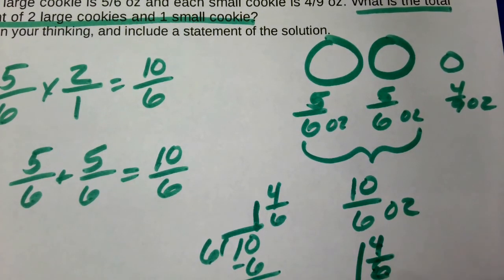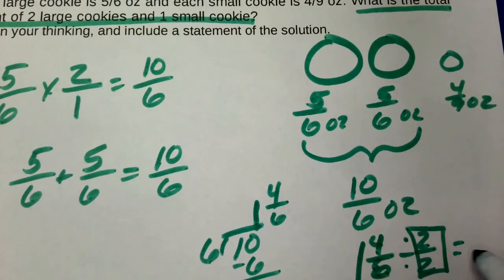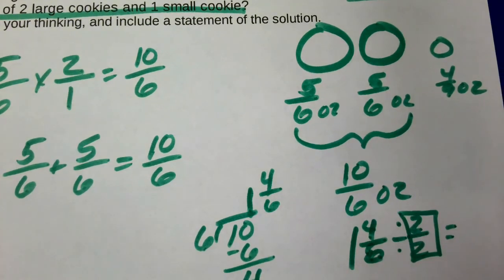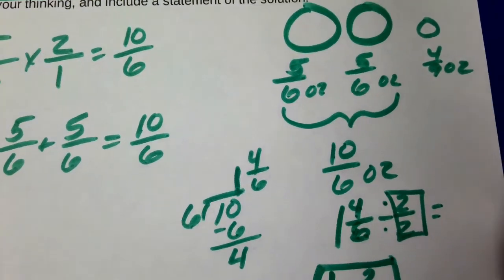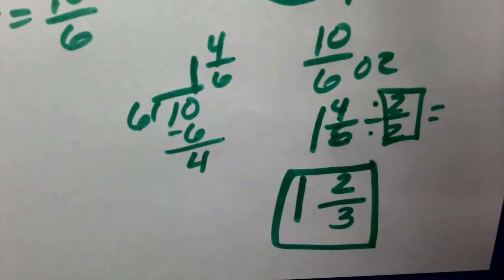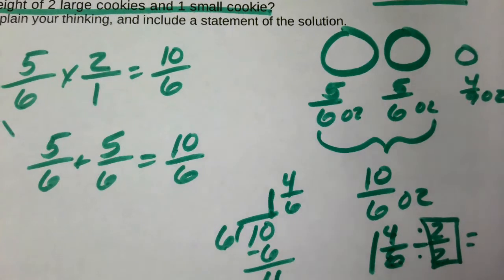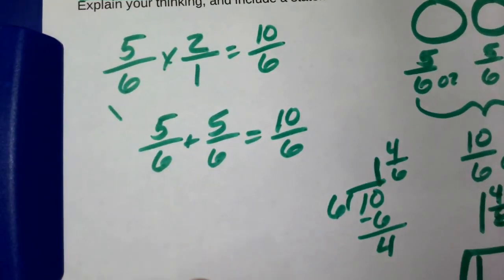Or if I make that into lowest terms, I can divide each of those by 2. I can get 1 and 2/3. That's how much the 2 big cookies weigh, 1 2/3. Now, I'm going to take that 1 2/3 and I'm going to add that to 4/9.